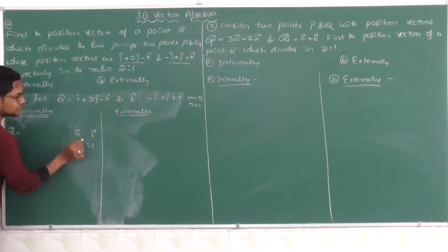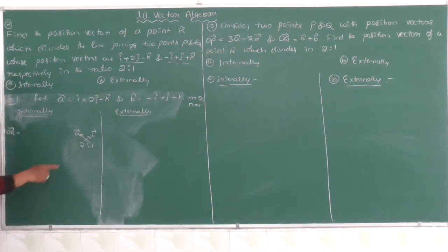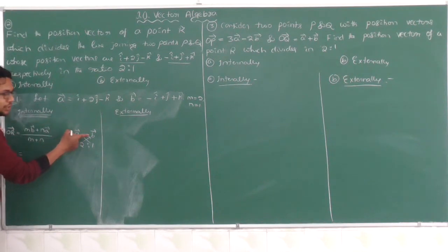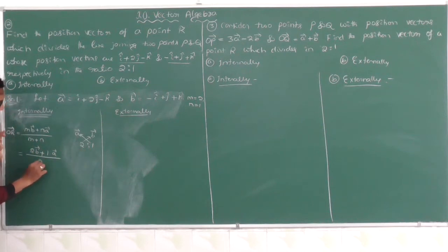See this cross multiplication: 2 into B vector plus 1 into A vector divided by 2 plus 1. Very simple thing. Or if you want to write the section formula, you can write M B vector plus N A vector divided by M plus N. Next, just substitute: 2 into B vector plus 1 into A vector divided by 2 plus 1.